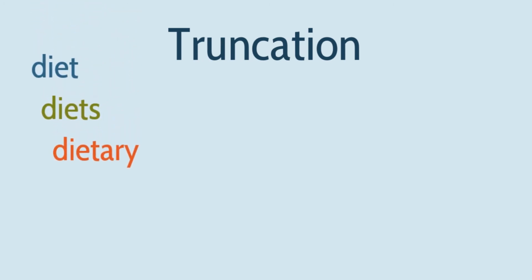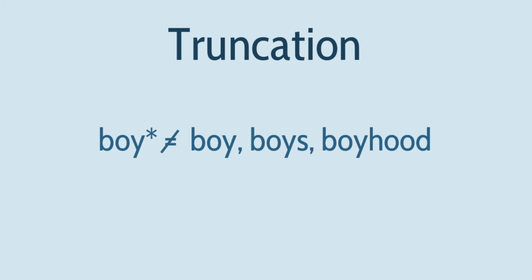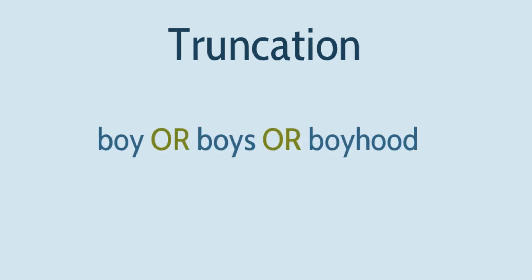And finally, truncation. Truncation is a way to search for multiple variants of a term. For example, diet, diets, and dietary. Each database will have a unique symbol to use for truncation, but many use the asterisk. There are a few things to remember when using truncation. First, some databases require at least 4 letters for truncation, so boy asterisk will not retrieve boy, boys, or boyhood. You'll need to include each term as a separate keyword joined by the Boolean OR.